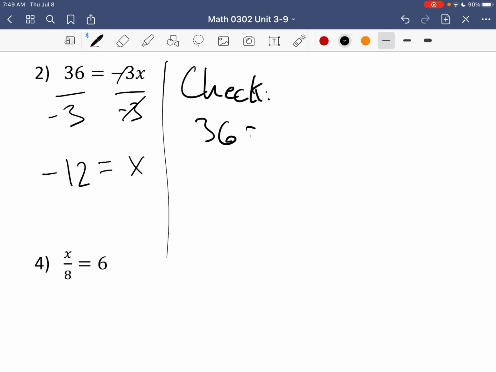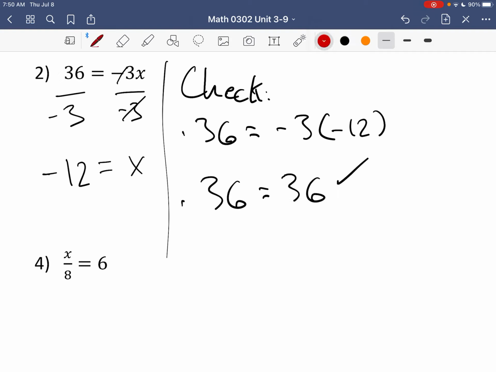The original equation is 36 equal to negative 3 times the variable x. Wherever we see the variable x, we'll plug in a minus 12. So we have 36 is equal to negative 3 times negative 12, positive 36. And so yes, the solution to the equation is x is equal to minus 12. And this equation was solved by using the division property of equality.